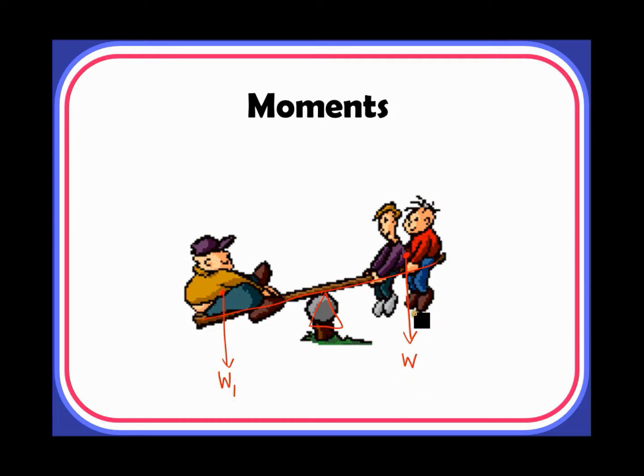So the moments due to these two boys will be a clockwise moment, and that due to the other boy, W1, will be an anti-clockwise moment.